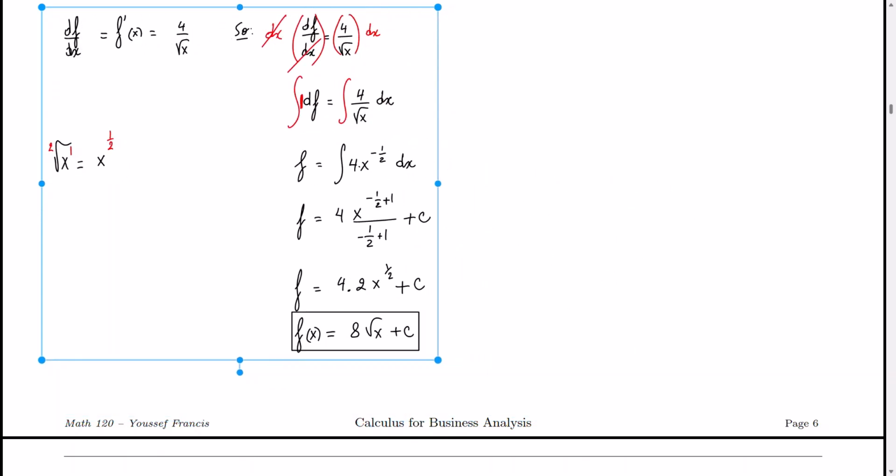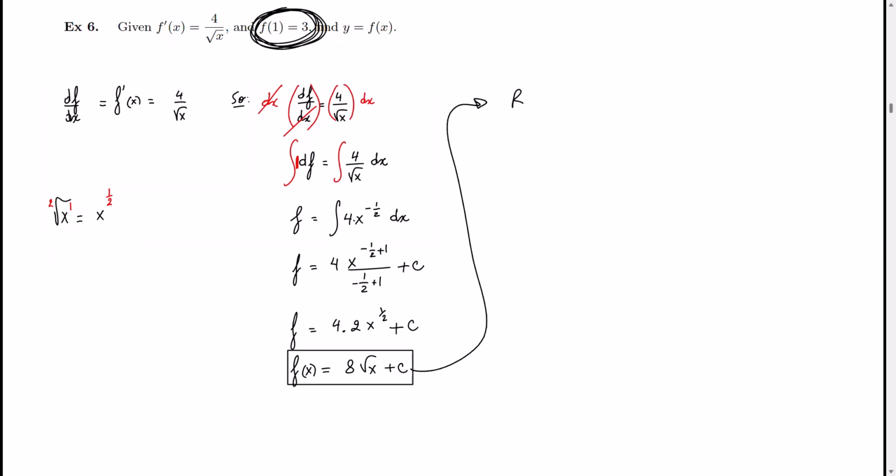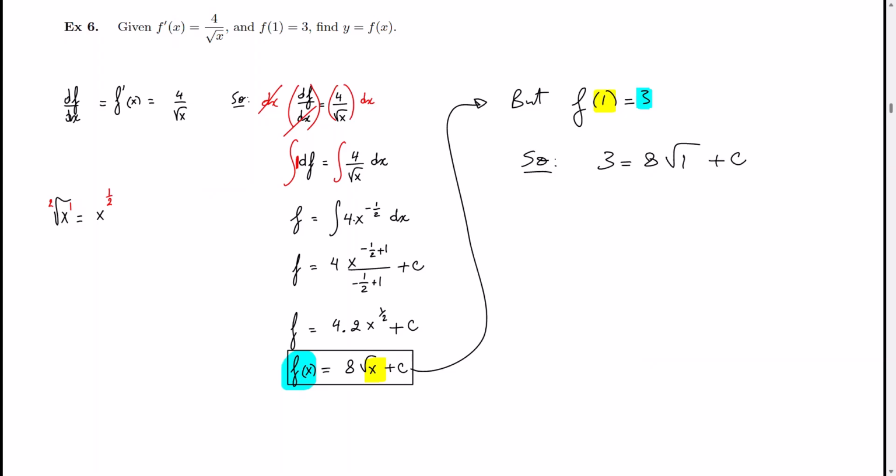So I'll just move it across a little bit. And so I'm going to go up to here and say, but wait a second. I know that f of 1 is equal to 3. So in other terms, the x can be replaced with 1, and the result is that a 3 is going to appear. So in other terms, what we're saying is that 3 is equal to 8 square root of 1 plus c. So remember, we're replacing x with 1, and the outcome or the result is going to be 3.